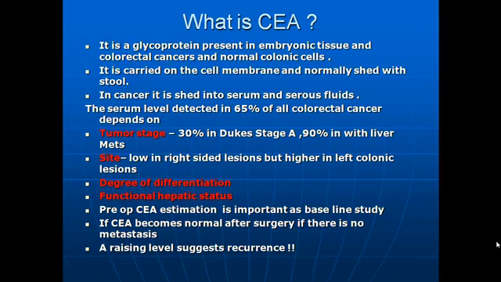So preoperative carcinoembryonic antigen estimation is important as a baseline study. So in all the patients, we do a carcinoembryonic antigen level for baseline study. The carcinoembryonic antigen becomes normal after surgery if there is no metastasis. So it is a very important point. If after surgery the CEA level, say for example, was high before the surgery, and after surgery it is close to normal, then we can think that there is no metastasis, either local or liver, and a rising level suggests recurrence.